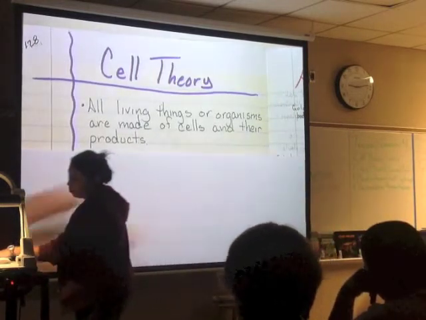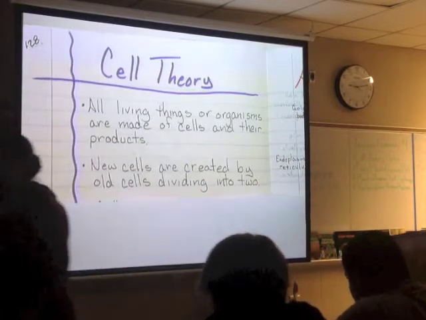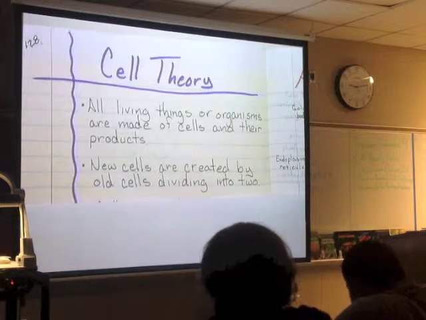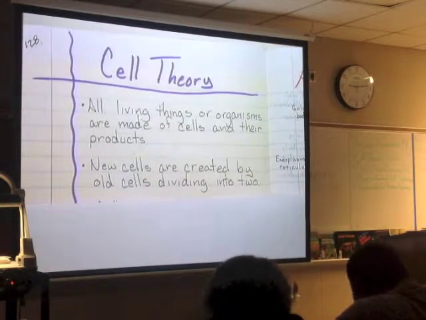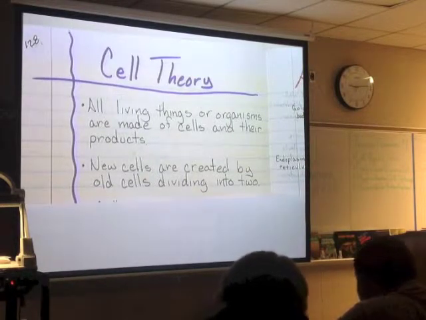The second part to it is that the only way you get new cells is by the old cells creating those new cells. So new cells are created by old cells that basically divide into two.